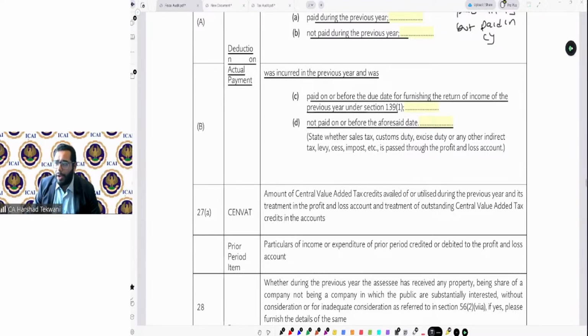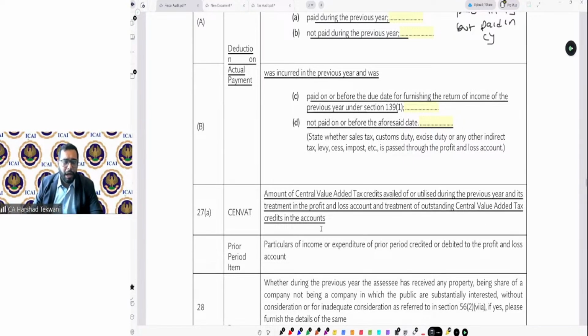Okay. Now, 27A: amount of CENVAT credit availed or utilized during the previous year and its treatment in the profit and loss account, and treatment of outstanding CENVAT credits in the account. 27A talks about CENVAT. Okay. And this is, sorry, this is 27A.